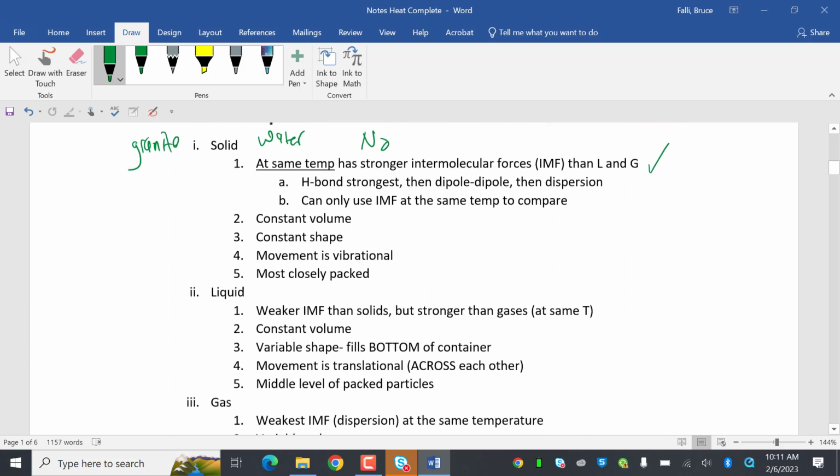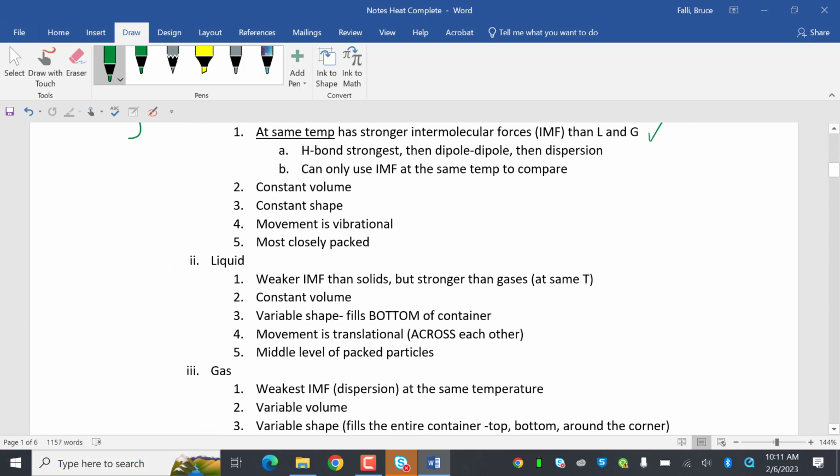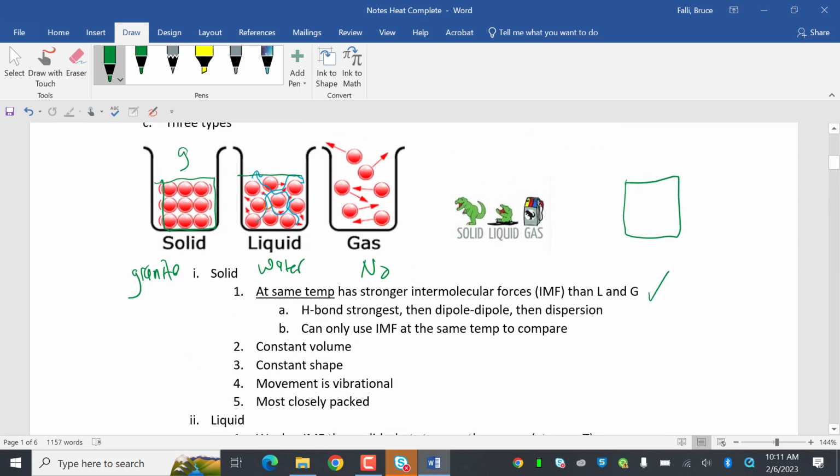A liquid. Weaker forces than solids, but stronger than gases. Again, we're talking about the same temperature. They have a constant volume. So if this is 30 milliliters, and I pour it on the floor, guess how much is on the floor? 30 milliliters. Right?